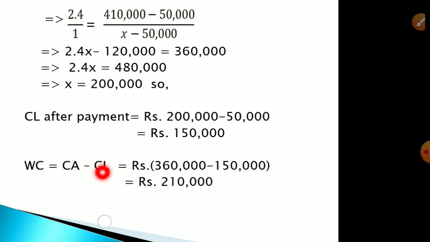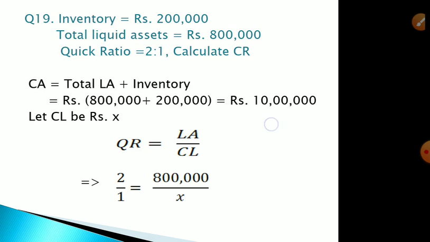Now coming to the calculation for working capital, that is current assets minus current liability. Again, we have to find the working capital after the payment. So after payment, my current assets amount was 4,10,000 minus 50,000, which is 3,60,000. So I've taken my current assets to be 3,60,000, and current liability amount was 1,50,000. So deduct 1,50,000 from 3,60,000. So we'll get the working capital after payment to be 2,10,000.